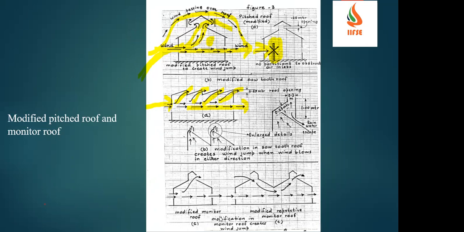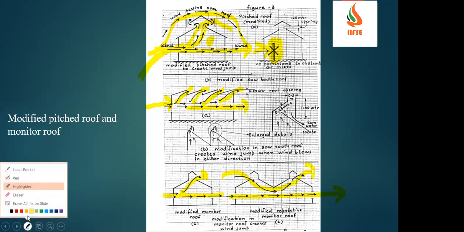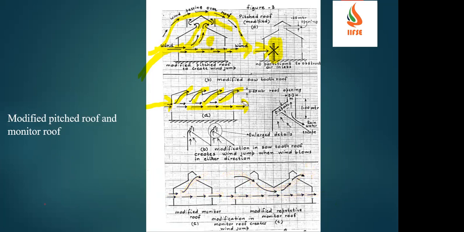Then if it's a modified monitor or modified repetitive monitor, it is called a modified monitor roof. So here also the same phenomenon. You will have one roof, it will go away. If it is in a combination, in multiple of these, what will happen? This air can go this way, and also it can escape from here, or in a linear manner also, the air can enter and it will cool the atmosphere inside the building. These are the various ways we can provide ventilation for industrial buildings.